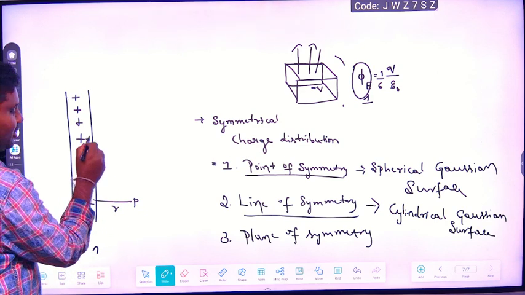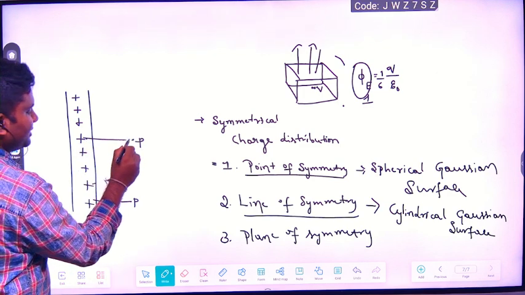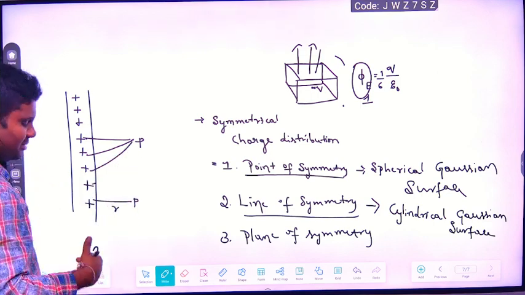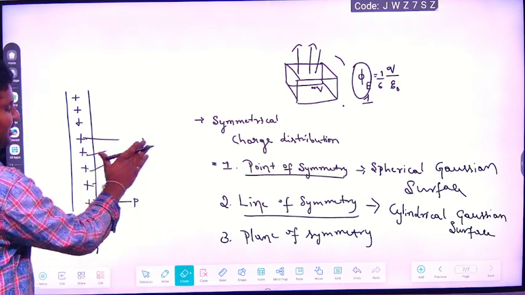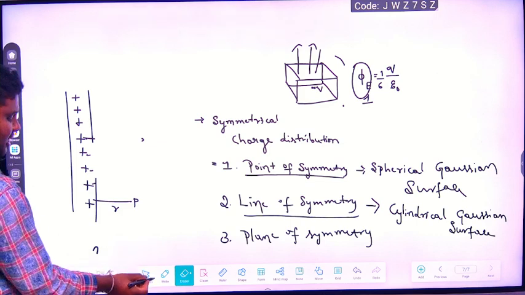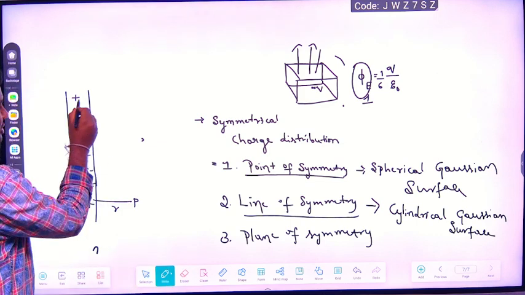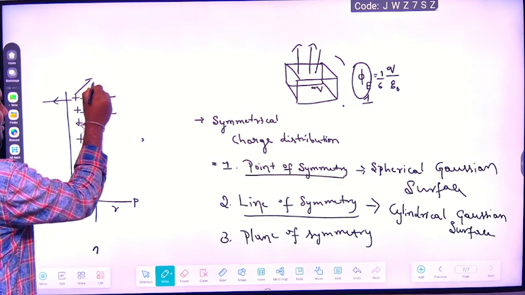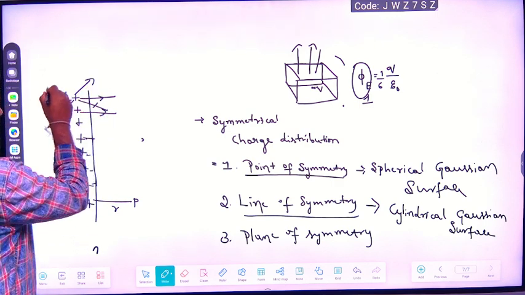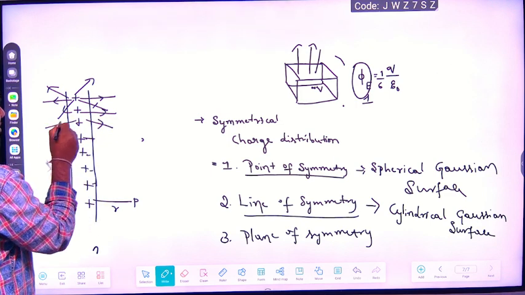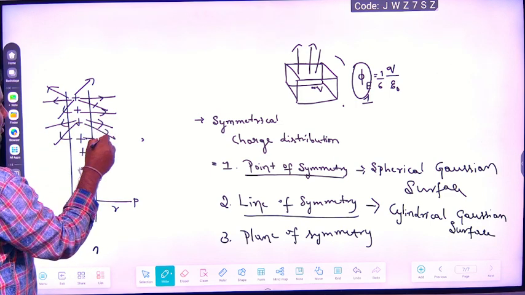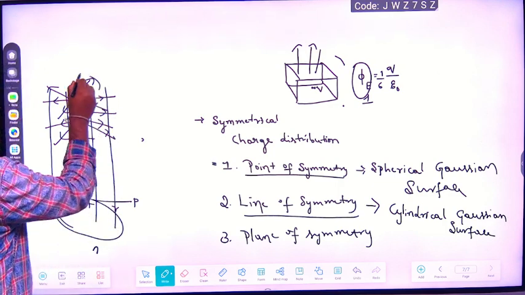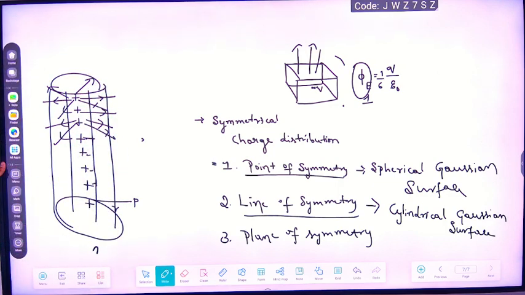Every charge, you take the point here. From the center, electric field lines will come from this charge, and from this charge also electric field lines will come. That is also one way of explanation. But what I am telling is, each and every charge will give electric field lines in all directions. Like that, if I take all that, it will create a cylinder. That's why it is cylindrical Gaussian surface.